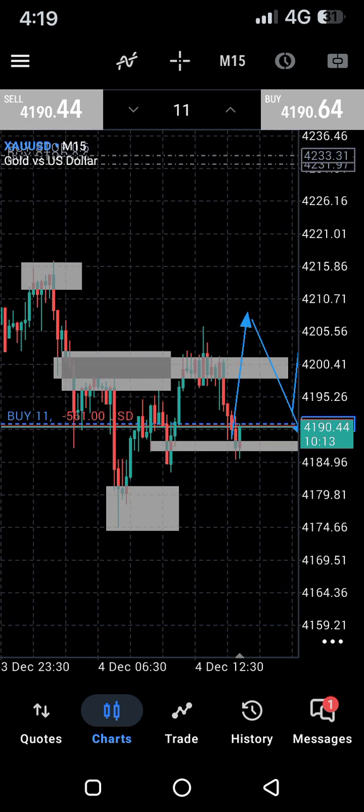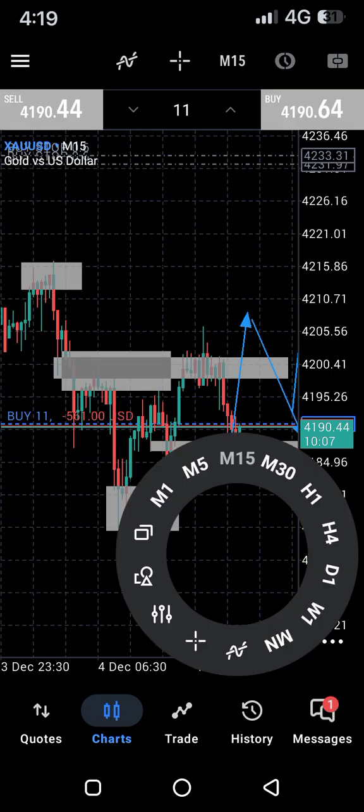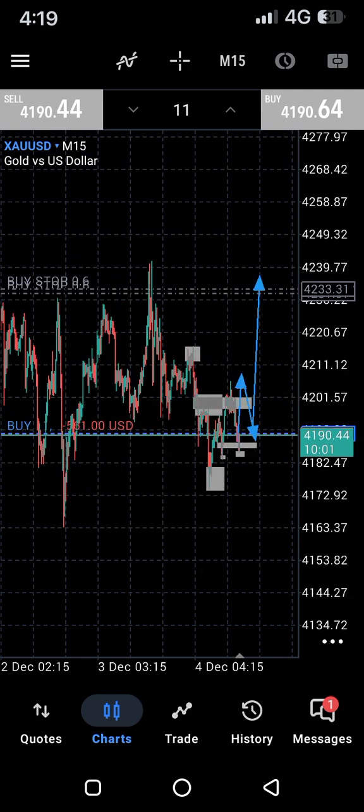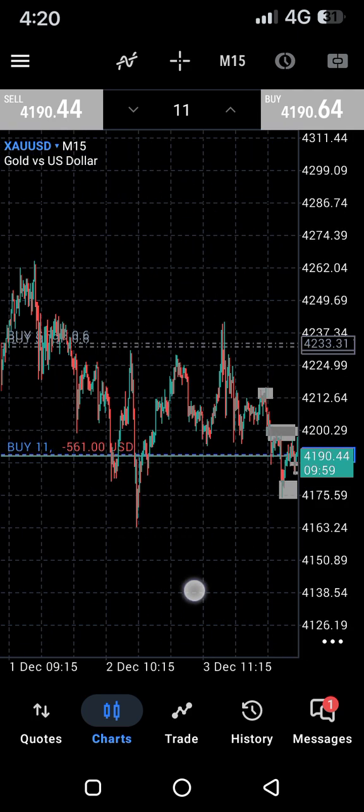Okay, so if price respects structure, this is the structure point that I'm talking about. The first structure point is respected, the second one is respected, and therefore we can always look for another structure point to take the market even higher. So that's it for gold.